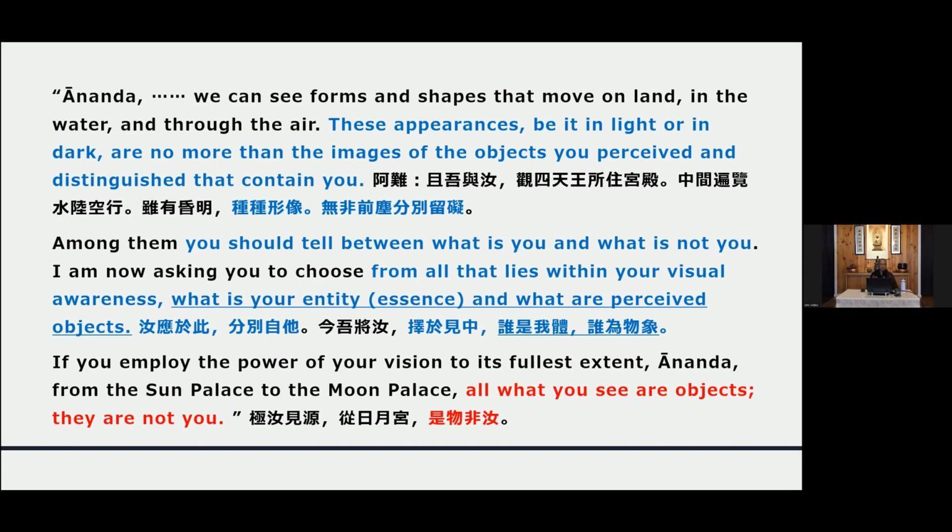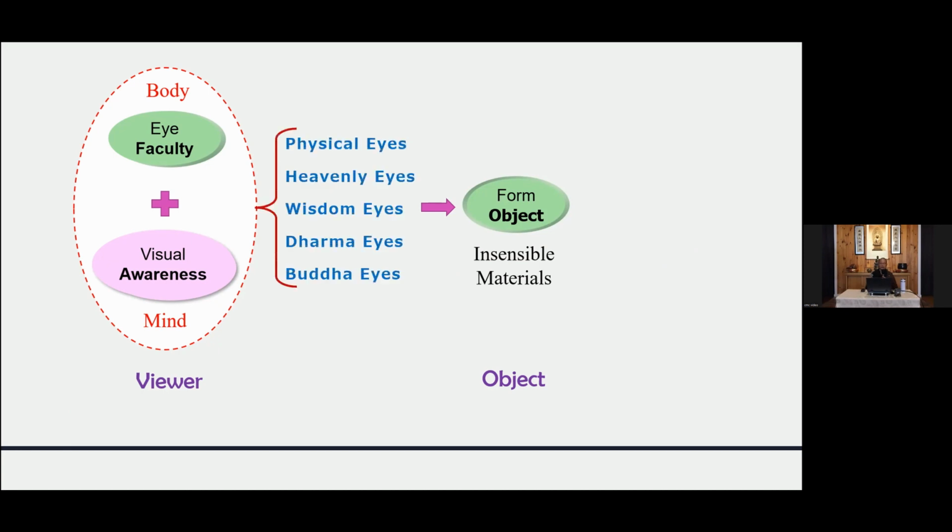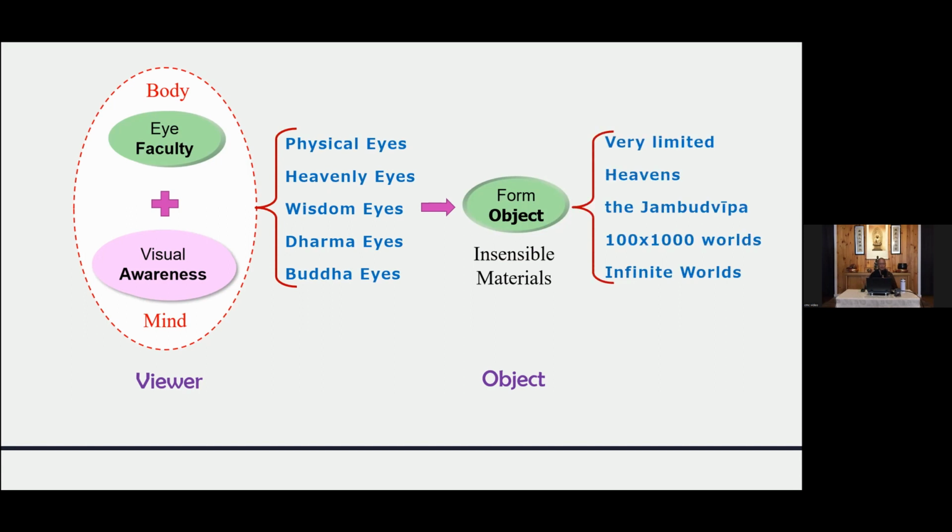And if you employ the power of your vision to its fullest extent, Ananda, from the sun palace to the moon palace, all that you see are objects. They are not you. So now he is with the heavenly eyes. He can see the moon palace, the sun palace. All that you see is the objects, not you. So here, the viewer contains the eye faculty and the visual awareness, the so-called body and mind. And then we see the objects, right? Now, we have different levels of eyes, and then we can see different levels of the universe or the world.